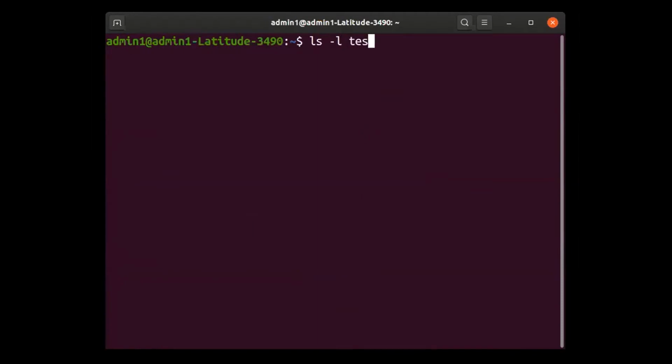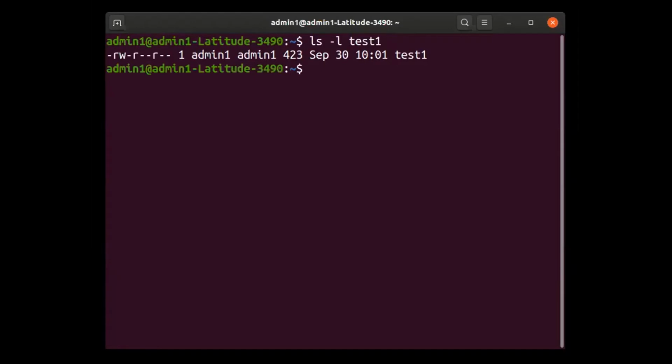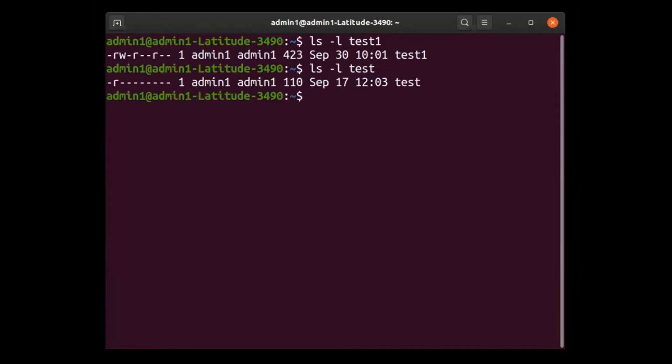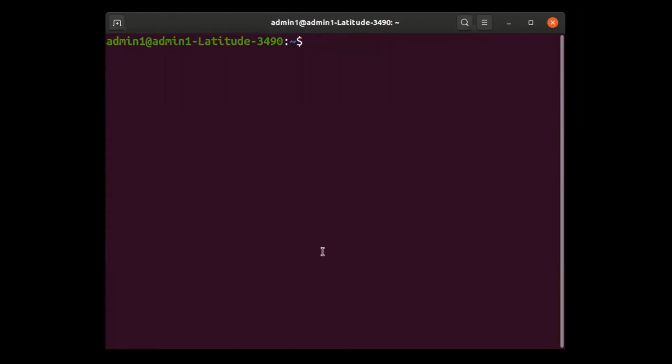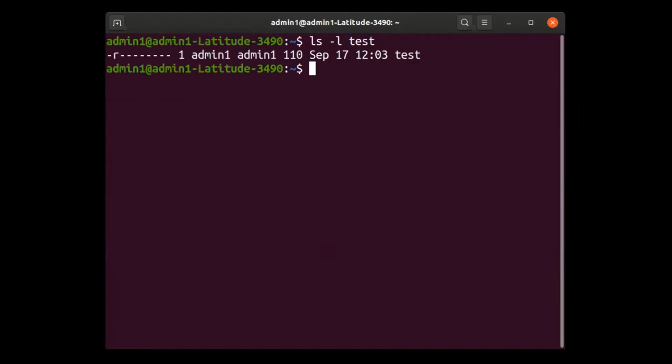So let me look at the long listing of the file called test1. So I still have read. So I have files test and test1. So maybe what I can do is go for file test, which has only read permission. So I will use the absolute method of assigning the permissions to this file. I will say chmod, followed by the octal values, followed by the file name.